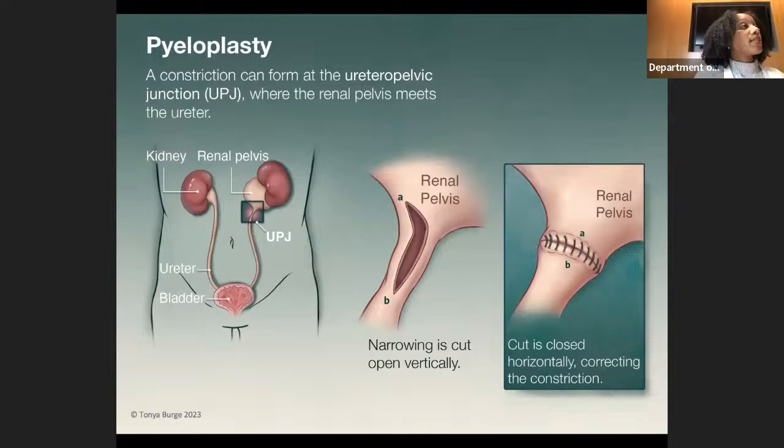A pyeloplasty is performed to relieve a constriction or blockage at the area between the ureter and the renal pelvis, known as the ureteropelvic junction, or the UPJ for short. I created this educational piece for a lay public audience to understand the procedure better. This is a non-dismembered procedure, meaning the ureter was not fully detached from the renal pelvis for repair. Instead, an incision is made vertically, then sutured horizontally to widen the constriction.